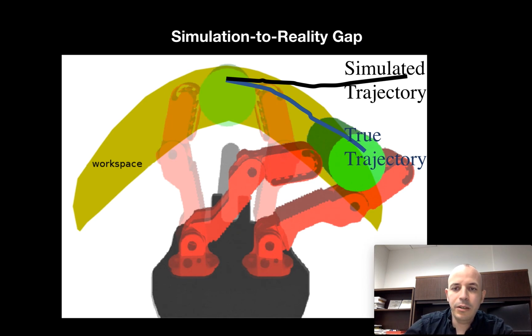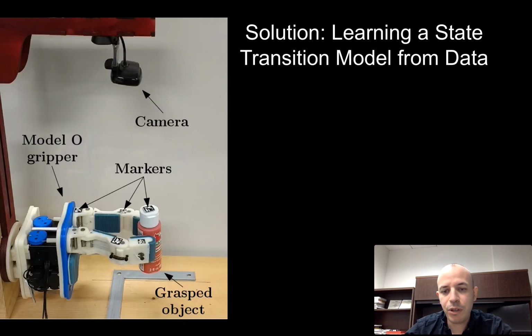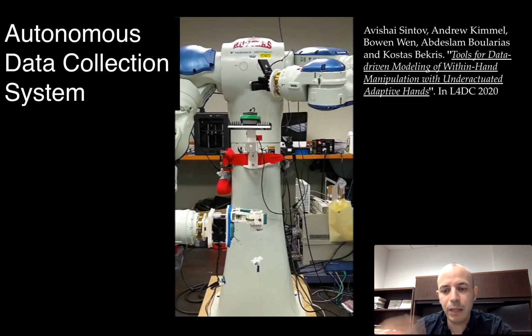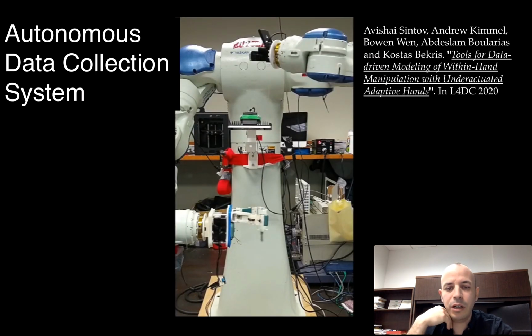What we notice in general is that regardless of how good our simulator is, we'll always notice a difference between what happens when we execute the trajectory versus what we predict in simulation. One way to solve this problem is to do learning, basically, and to learn a model of how the hand works. So we built a setup where we can put an object, collect the motion of the object, and then predict how it's moving, building a statistical model for how the object is moving. And then we made this system fully autonomous.